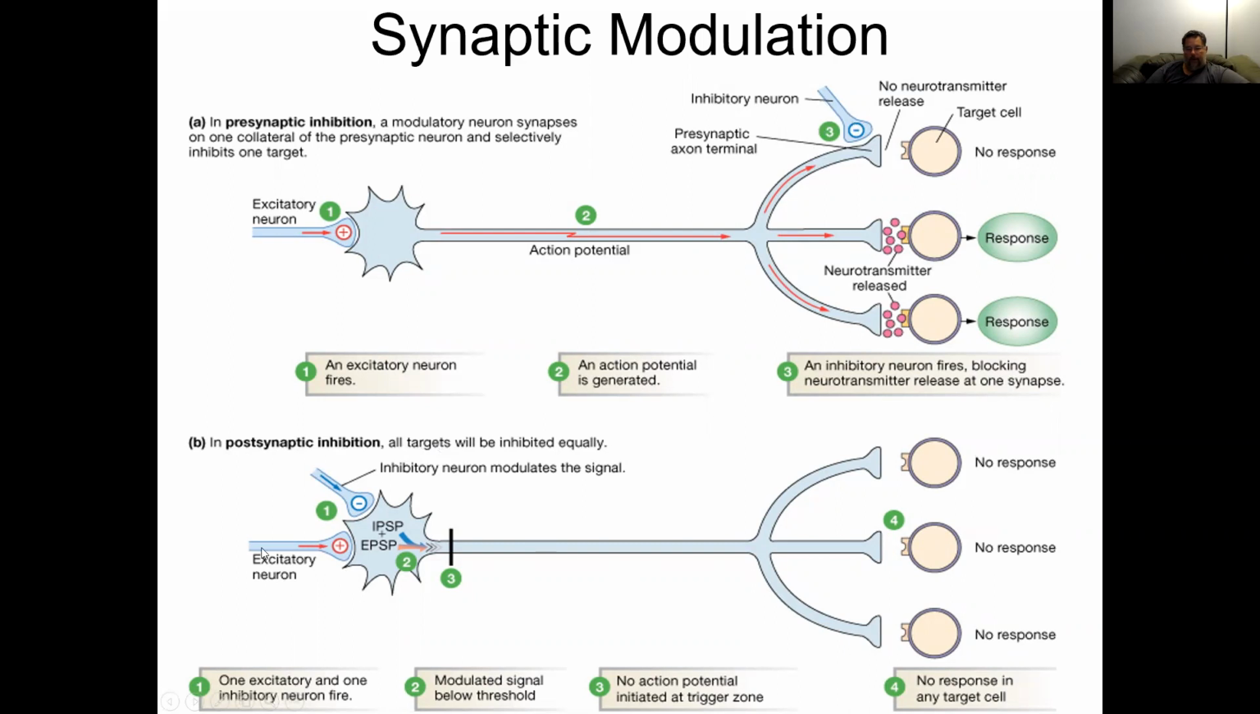Here we have an excitatory neuron and an inhibitory neuron. This inhibitory neuron thus makes the inside more negative. And so when it reaches the trigger zone at number 3, it's below threshold, below that negative 55 millivolts. And so those sodium channels don't open up and we don't have action potentials traveling down the neuron. So this is an example, again, related to what we had already seen, but taking place at the cell body.